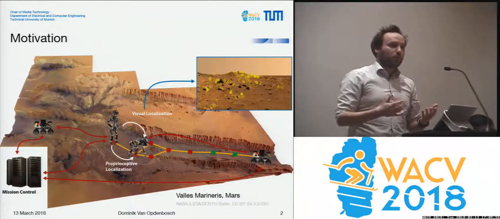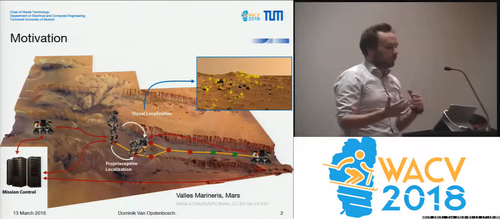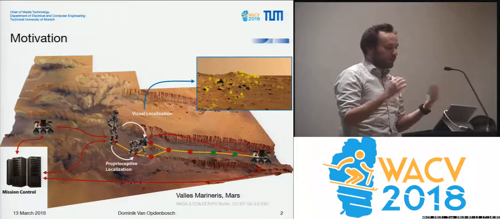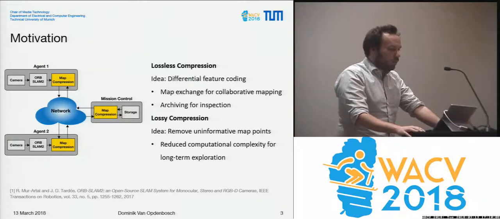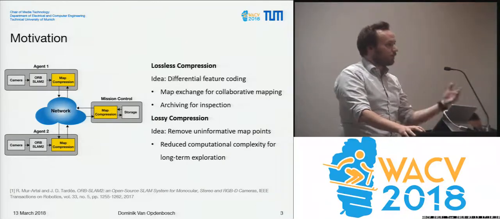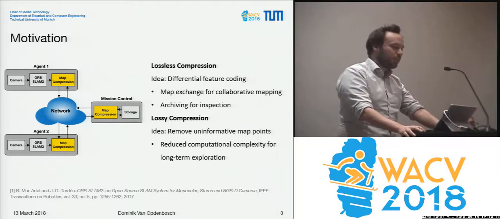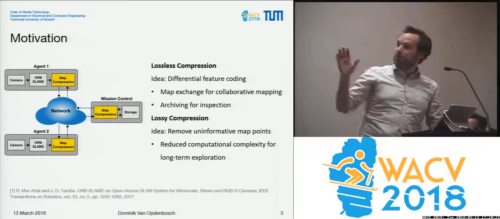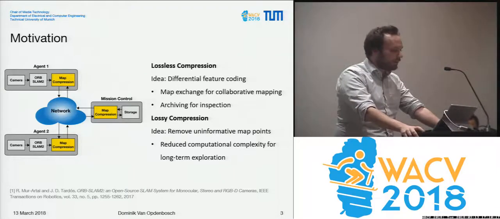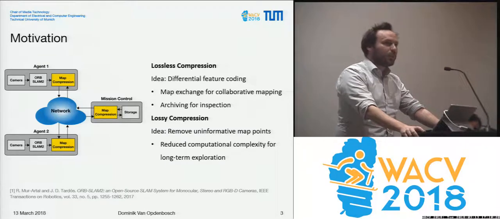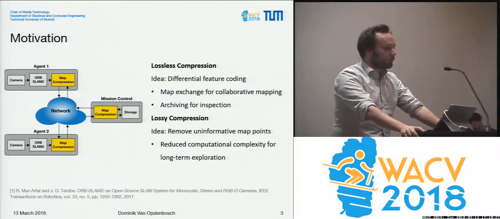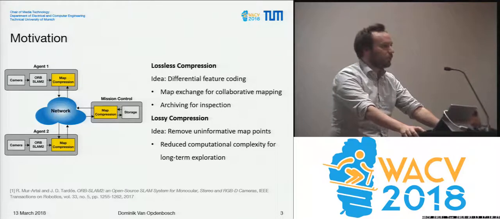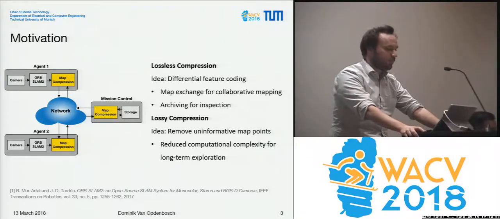Also, we have a mission control that is responsible for archiving all the information, evaluating all the information, and sending it back to Earth. That's why we address the issue of map exchange between different agents. On the left-hand side, you can see the basic setup. We have multiple agents that have a camera and run a visual SLAM system, and they're connected through a network with other agents and also the mission control, and the goal is to efficiently exchange the map information obtained from each individual agent.